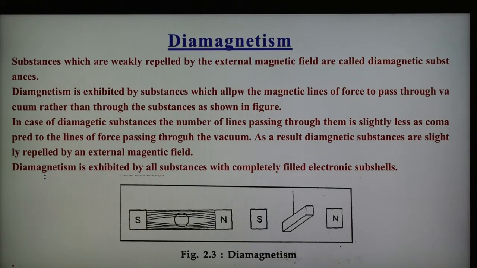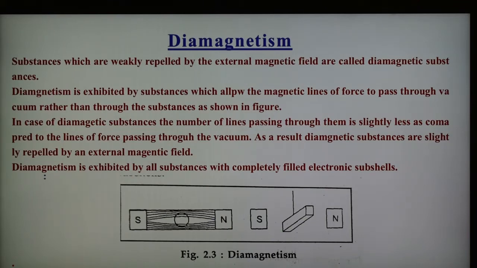Diamagnetism is produced by the orbital motion of the electrons of the atom, ion, or molecules of the substance. The diamagnetic effect arises only when the substance is placed in a magnetic field. It is due to the interaction of the applied magnetic field with the magnetic field induced in a substance with completely filled electronic subshells. This is the second term, and an important feature is that they have paired electrons.